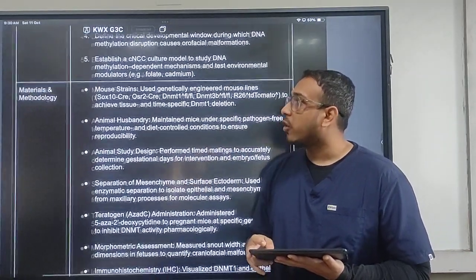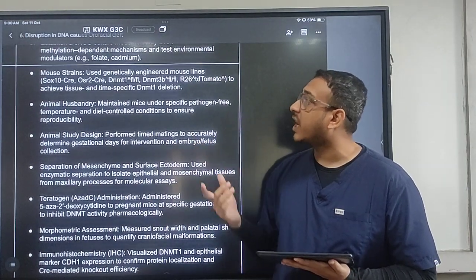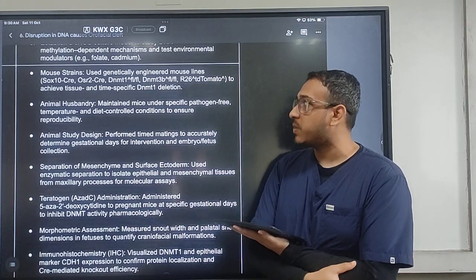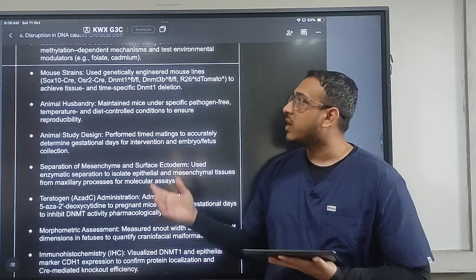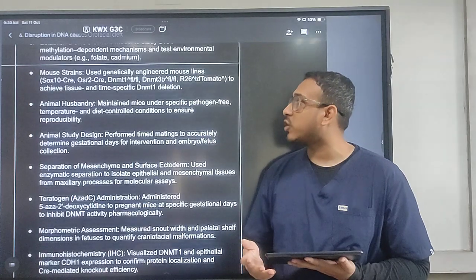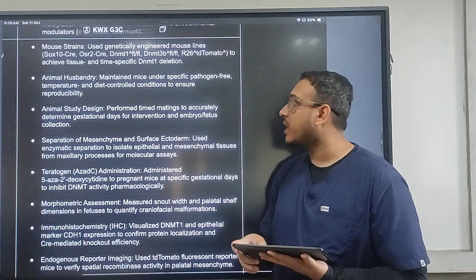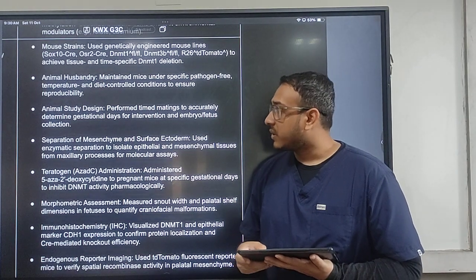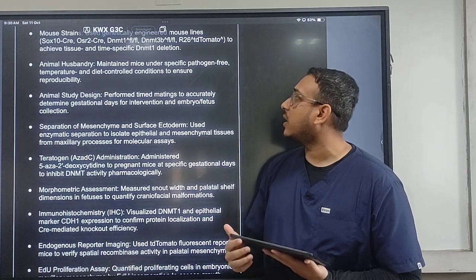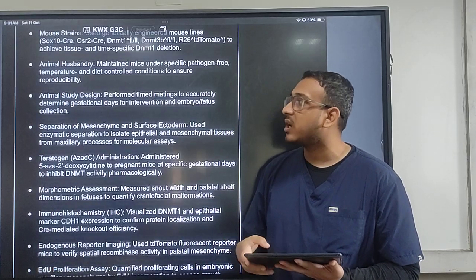and cadmium. So in the methodology, they used genetically engineered mouse lines to achieve tissue and time specific DNMT deletion. For animal husbandry, they mentioned that they maintain mice under specific pathogen free, temperature and diet controlled conditions to ensure reproducibility. For the animal study design, they performed timed matings and accurately determined gestational days for intervention and embryo fetus collection.